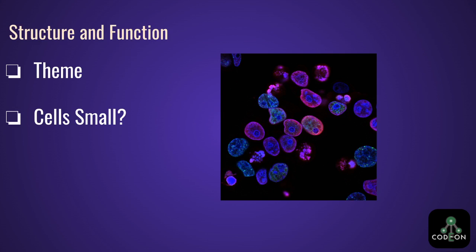So why are cells small? The reason is that cells have a large surface area to volume ratio. Their volumes are small, but their surface areas are large. This allows for a lot more efficient processes, such as removing waste or getting the nutrients that cells need to survive.